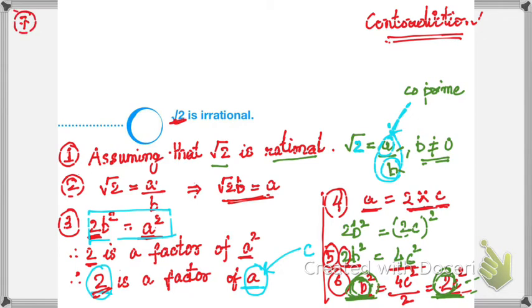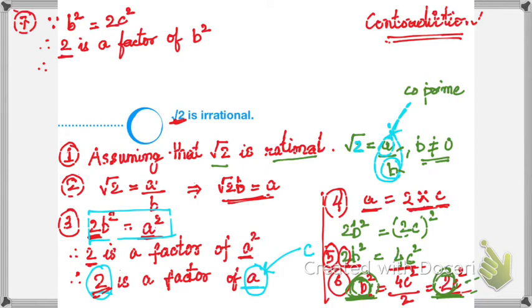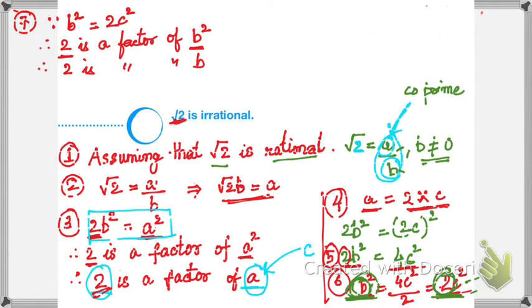So here you will get that since 2 is a factor of b square, by the fundamental arithmetic theorem you can write that 2 is a factor of b. Okay, so it's very clear till here. Now coming to step number 8.